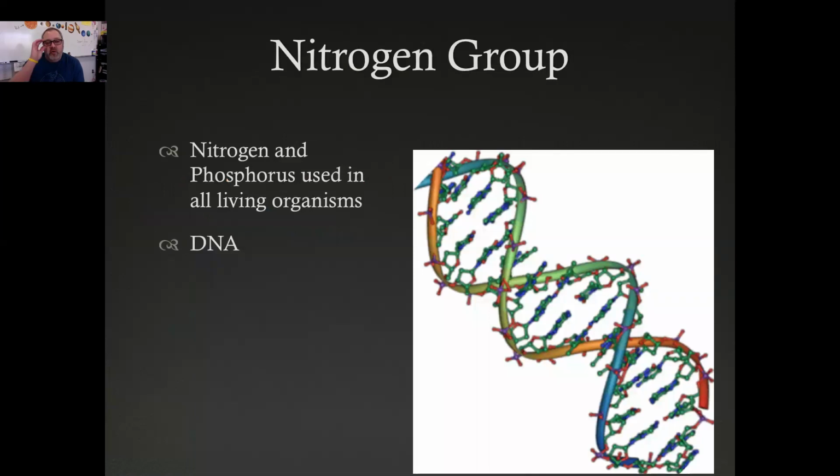Then there's the nitrogen group. Okay, nitrogen and phosphorus are necessary for human DNA. All living things have to have nitrogen and phosphorus because all living things have DNA.